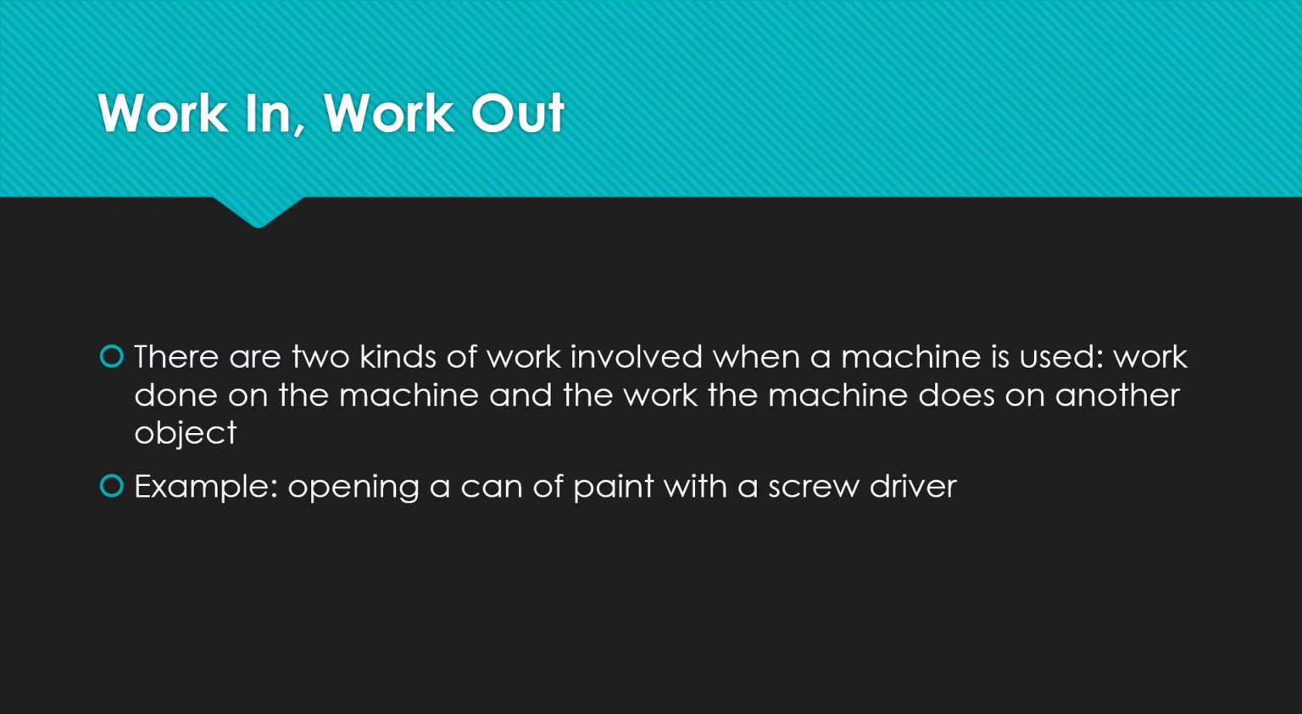You are doing work on the screwdriver, which in this case is the machine. So you're doing work on the screwdriver by pushing it down, and then the screwdriver does work on the paint can lid by lifting it up. So you're putting work into the machine, which is the screwdriver, which then puts work out to the paint can lid.